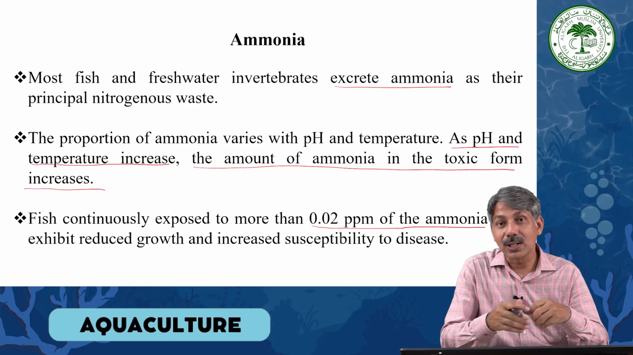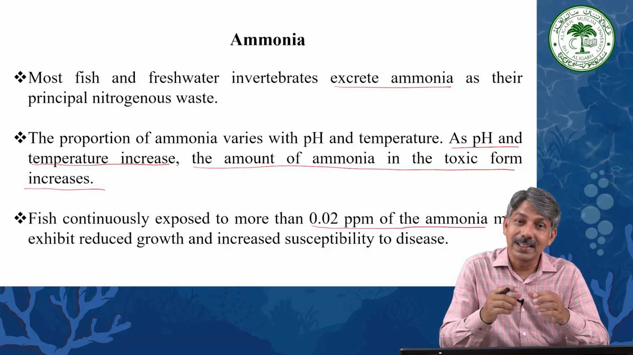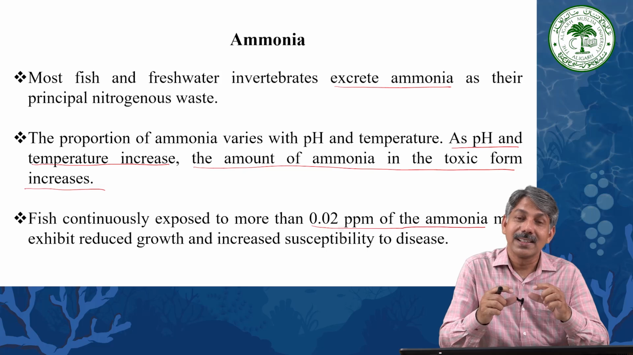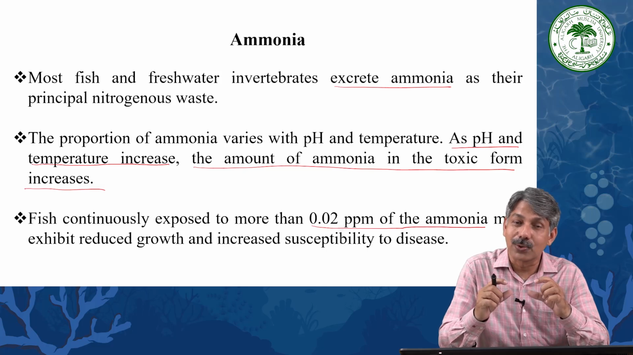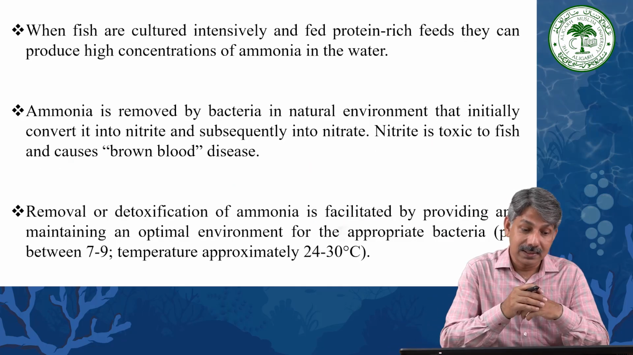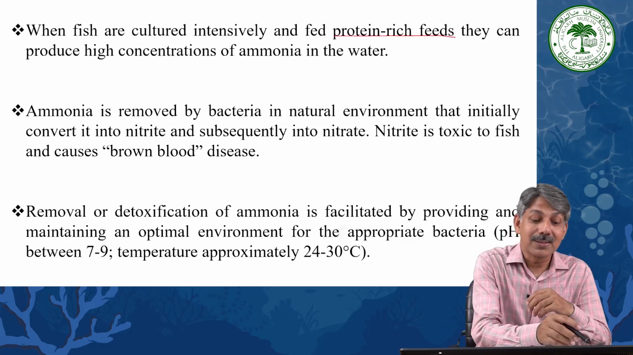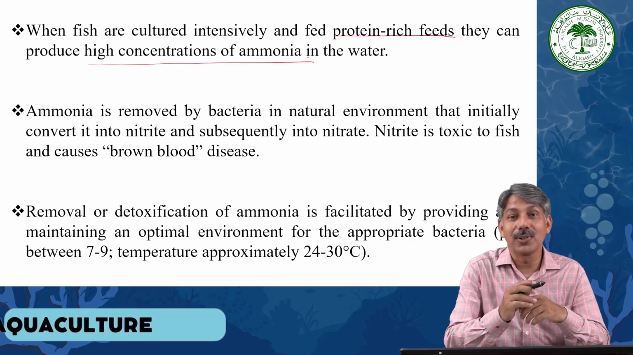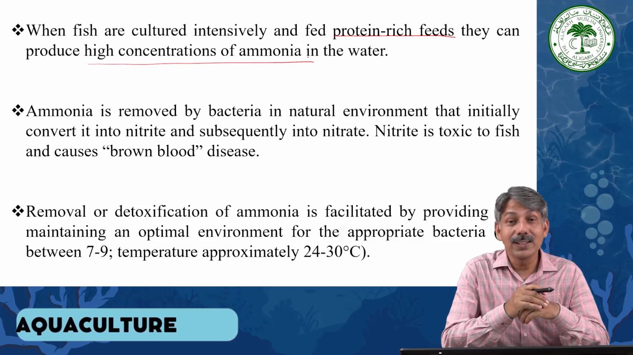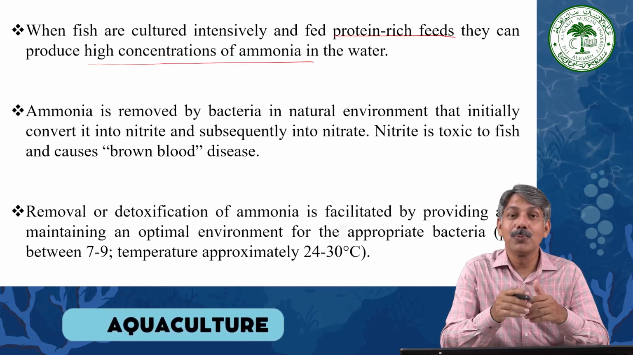The problem with these water quality parameters is that if they go beyond the defined limit, then they affect not only the growth rate of the fish, but they also cause disease in the fish. When fish are cultured intensively and fed protein-rich feeds, they can produce high concentrations of ammonia. And when you are intensifying the practice, that means you are providing more food.